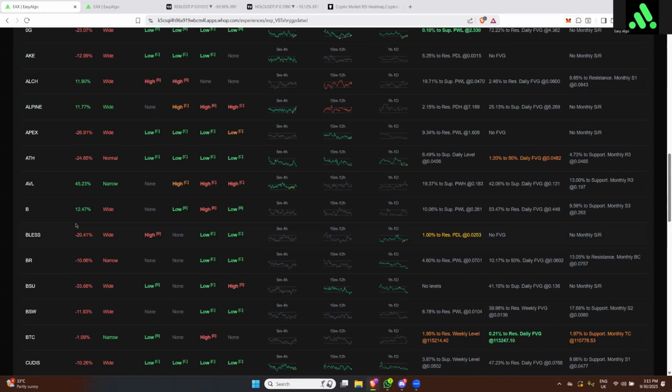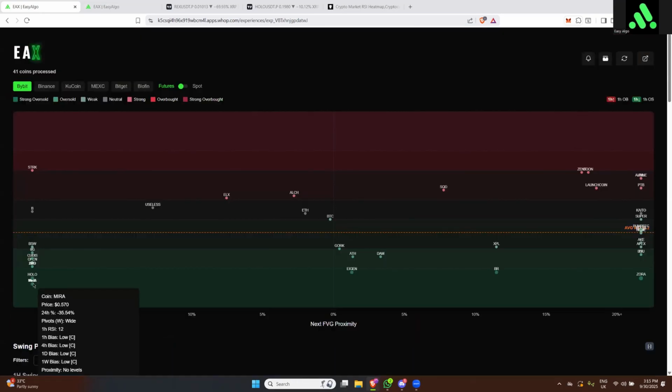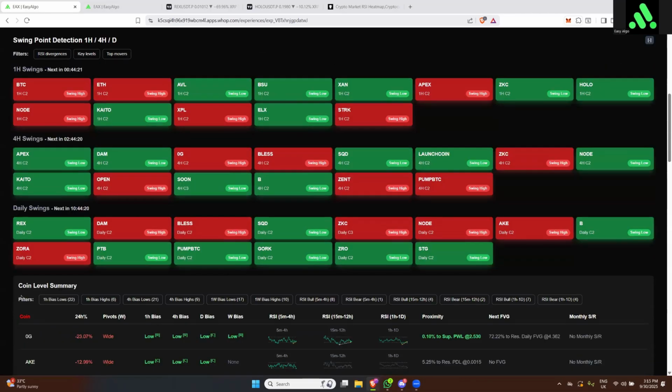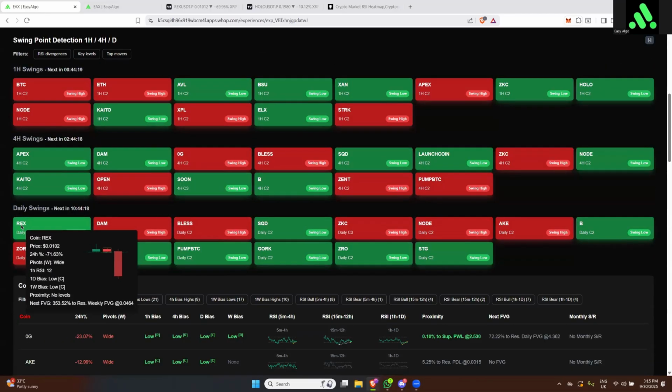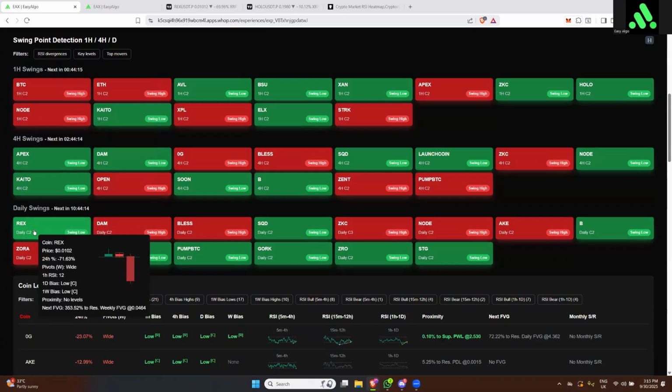So it's 71%, which is a lot of movement there. And it's actually under here. That's why I can't get a glimpse of it, but we've got it here. So Rex is on a 12 RSI. I think this one was on a 7 earlier. Continuation. It hasn't got a lot of proximity levels as well, obviously, because the price has dropped so drastically. But 71% to the downside.